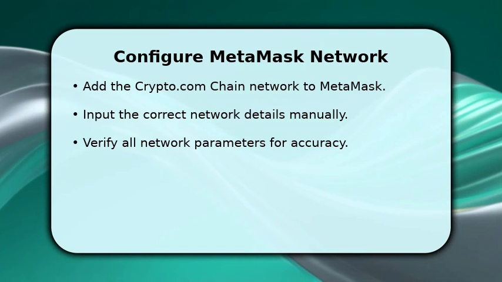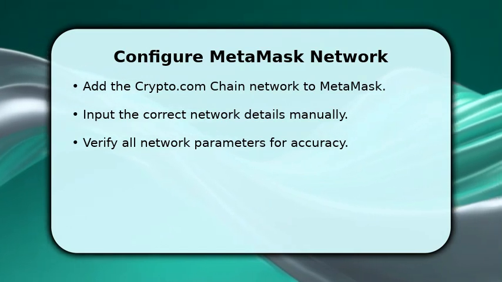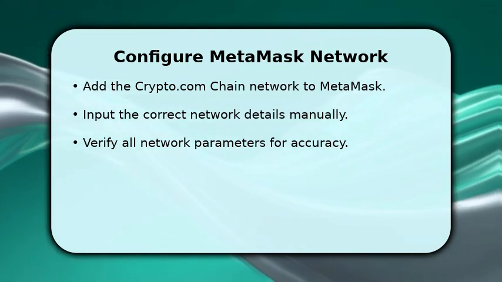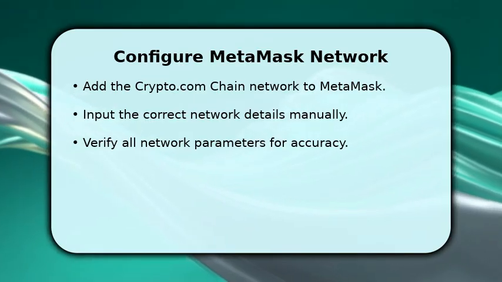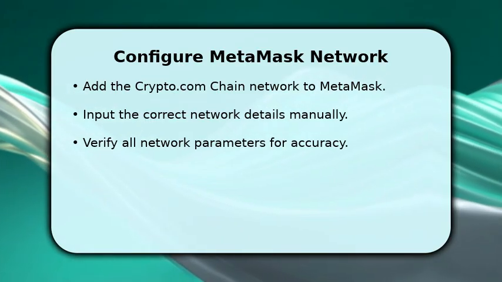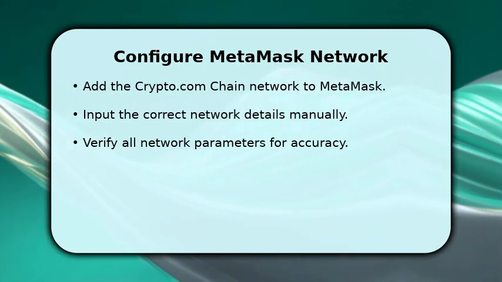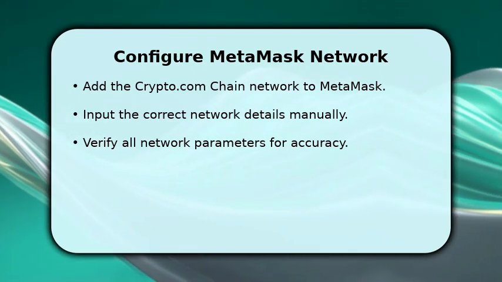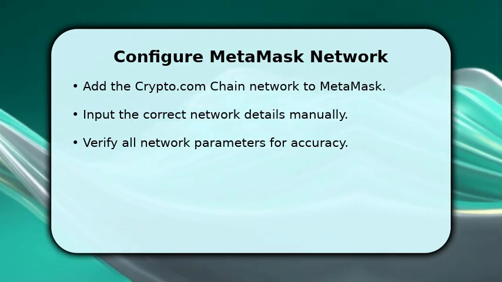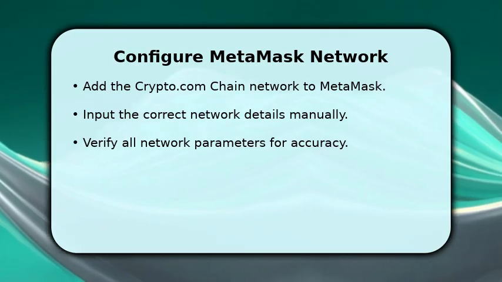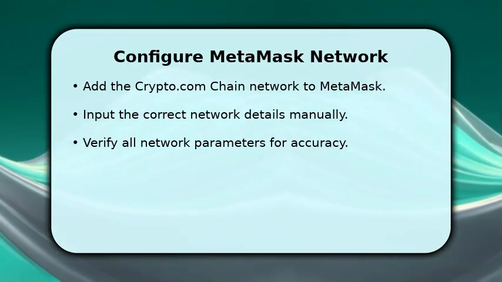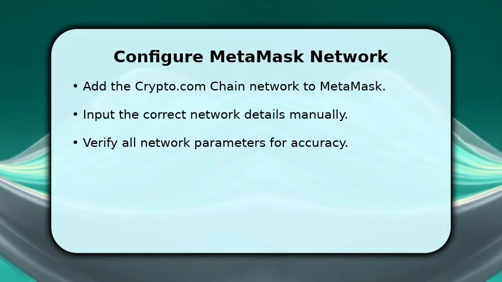Next, you'll need to configure your MetaMask wallet to recognize the Crypto.com chain. Open MetaMask and navigate to the Network Selection dropdown. Choose Add Network and input the specific network details, including the network name, new RPC URL, chain ID, currency symbol, and Block Explorer URL. Double-check these details to ensure a successful connection and avoid any transaction errors.